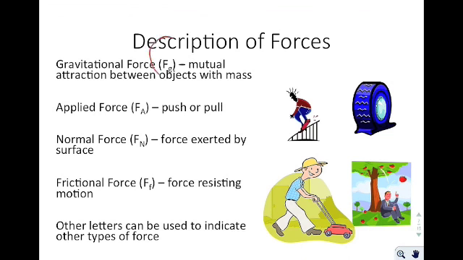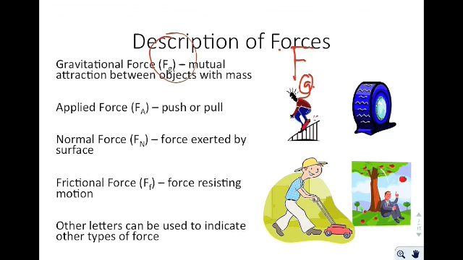So the first one we have is Fg. If you notice, all of these forces have a capital F. That stands for the force. Then they have a lower subscript, which actually is a description of the force. The subscript describes the type of force. So we have a G, which tells us that we have a gravitational force.